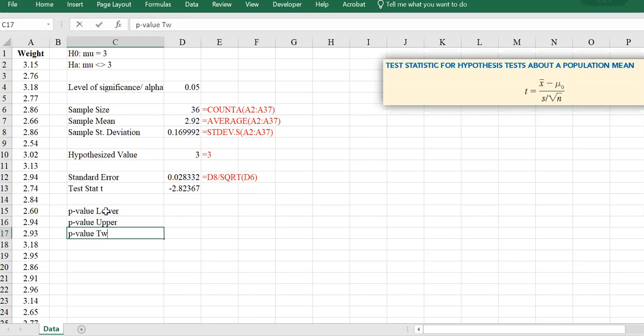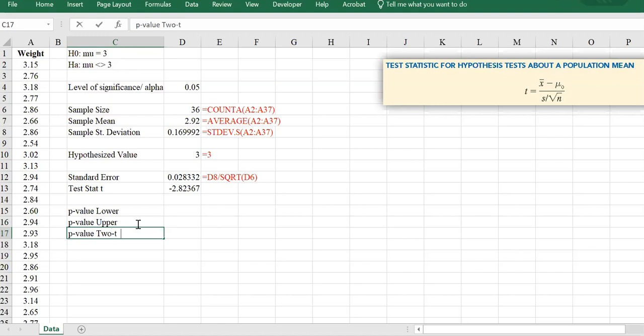You don't have to really find all three. You can just look at the type of test here. We have a two-tailed type of test, because we are rejecting at both sides. We want our sample mean to be close to 3. If it's too far from 3 at either side, we're gonna reject the null hypothesis.